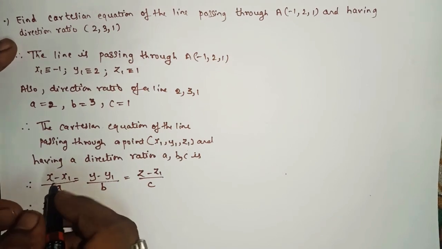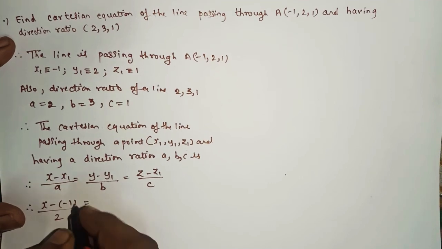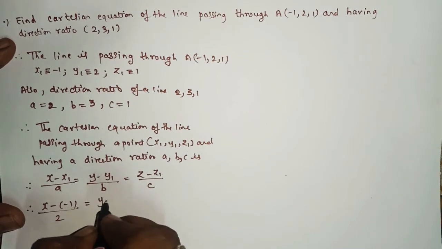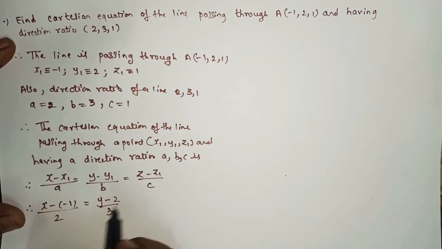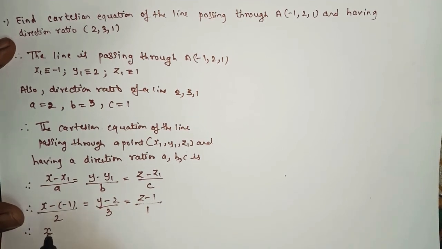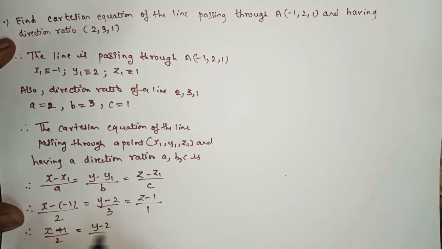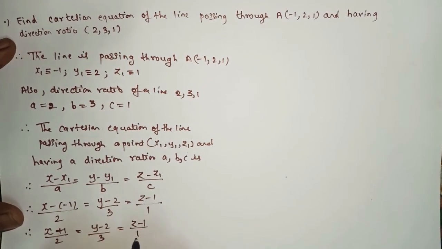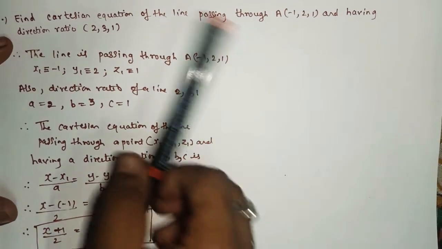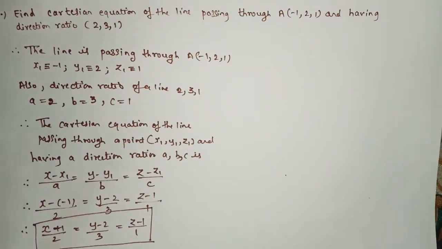Simply substitute the values. So here x1 is minus 1, a is 2. y1 is 2 and b is 3. z1 is 1 and c is 1. So therefore we'll get x plus 1 upon 2, minus minus will be plus, y minus 2 upon 3, this stays the same, and z minus 1 upon 1. So what we got is the required Cartesian equation for a line passing through a point A and having the direction ratio.